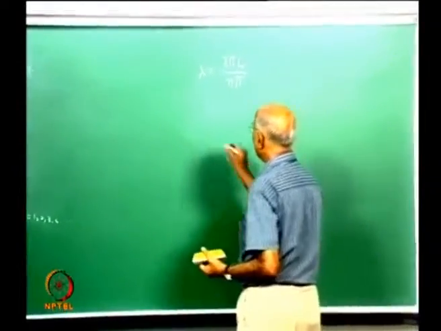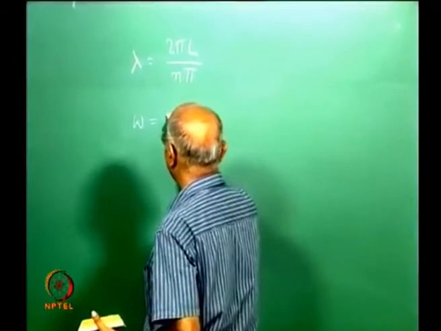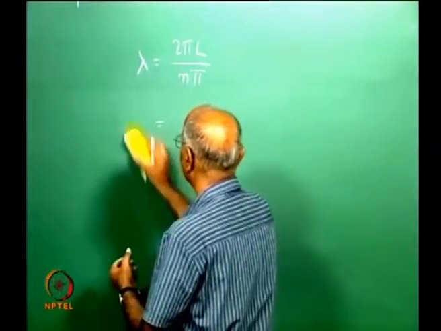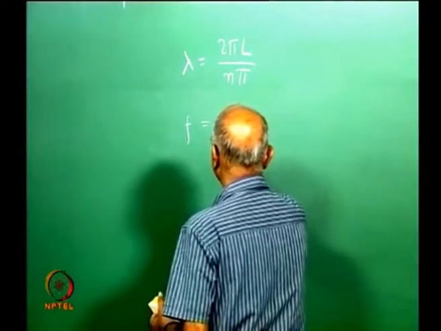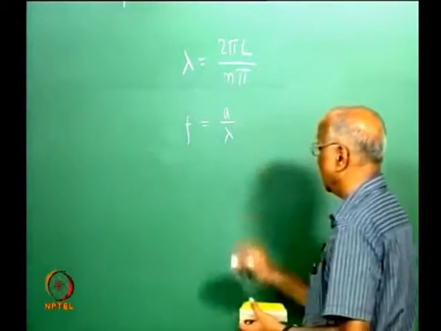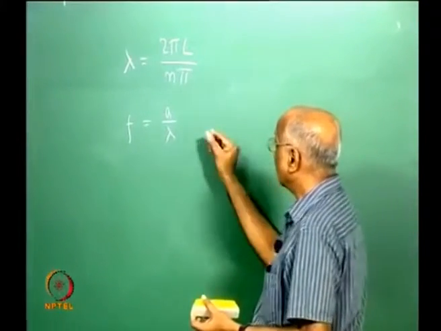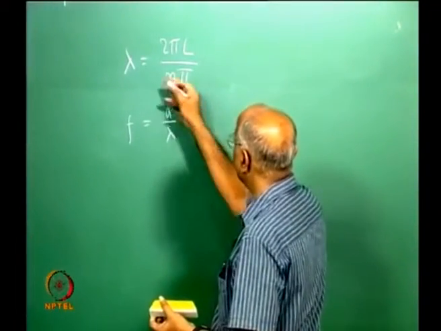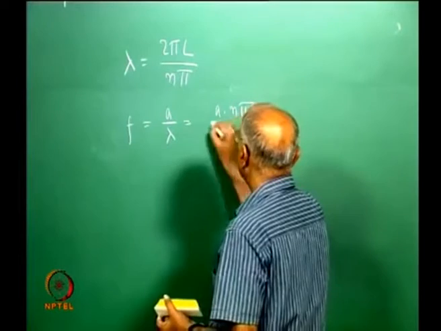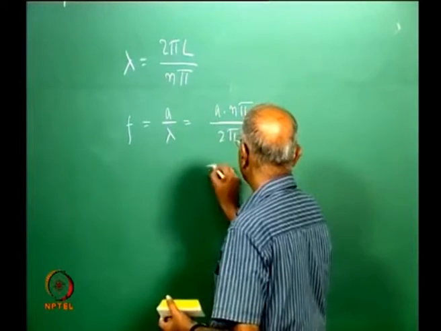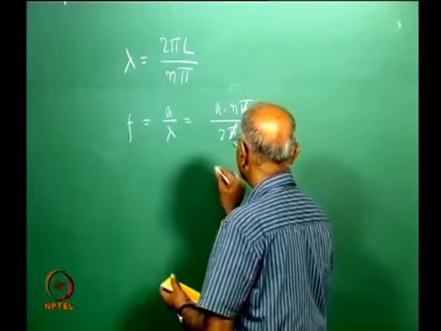And what is the frequency? Let us put it together. What was a by lambda, or frequency, let us put it as frequency itself, why carry f over here. Frequency is equal to a by lambda, sound speed by the wavelength, that is distance travelled in one wavelength. If we substitute the value, I get a into n pi divided by 2 pi L, and pi and pi get cancelled, I have n a by 2L as the frequency.